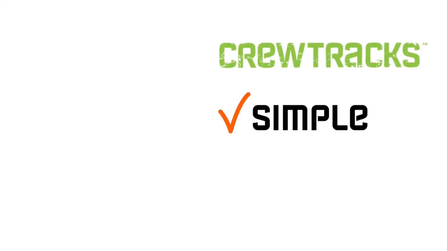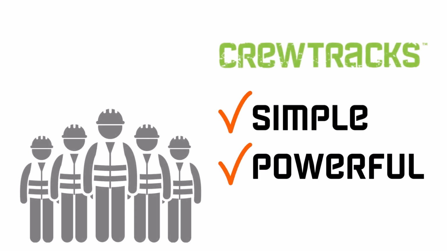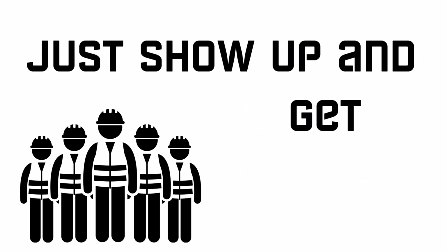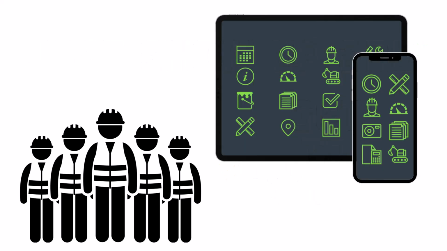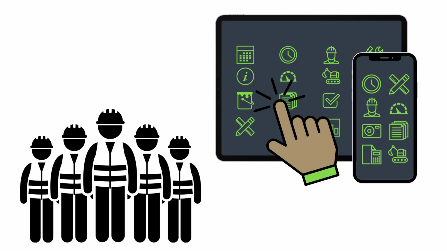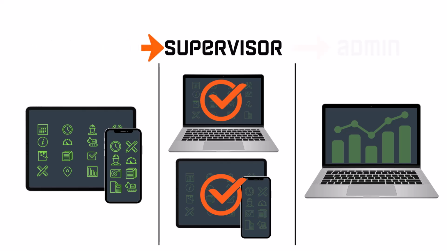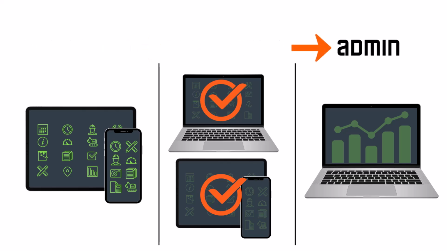CrewTracks is simple yet powerful field management software for your construction company that allows your individual employees to just show up and get to work, while their crew leader or foreman keeps track of everything on a mobile device. All that information gets compiled into a beautiful daily report that goes to a supervisor for review, and then into the office for reporting, accounting, billing, and so on.